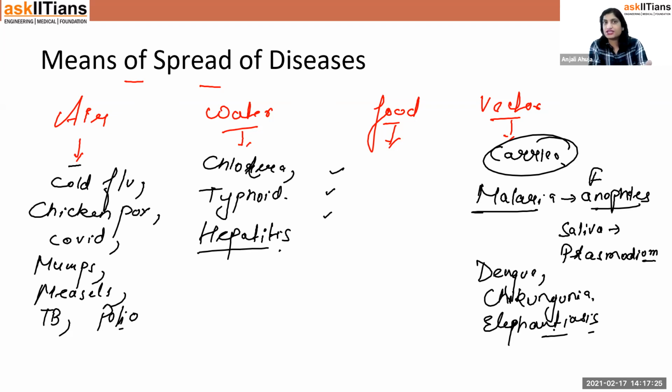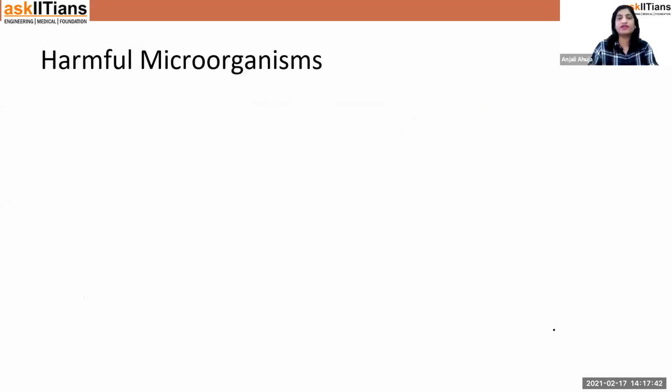Now, the next discussion that we have to make is how to have preventive measures about these diseases. If a question comes about preventive measures, then you will say that in airborne disease, this preventive measure should be done. In waterborne disease, this preventive measure should be done. That's how we will be covering it up.